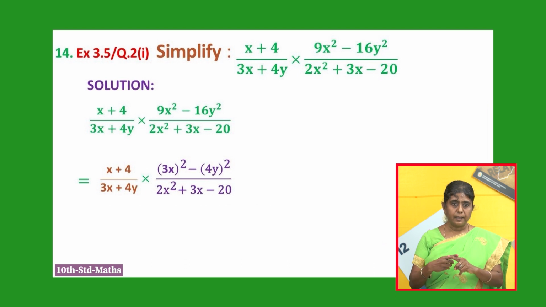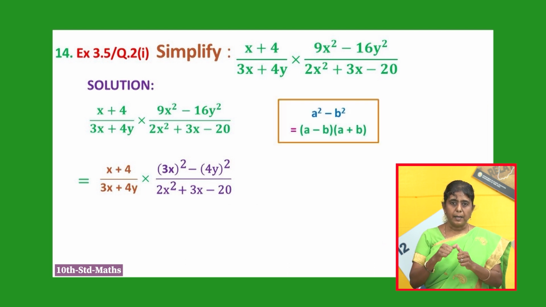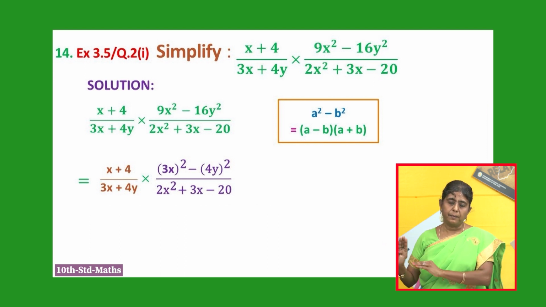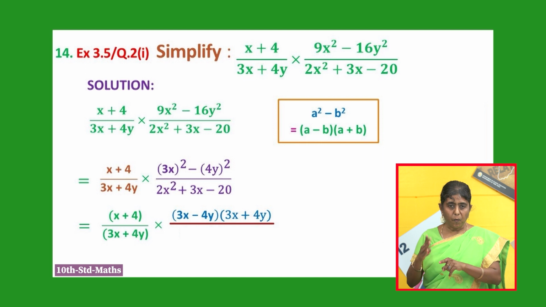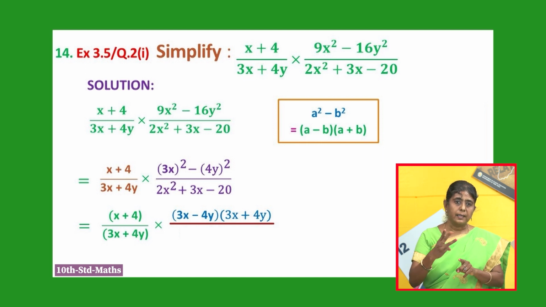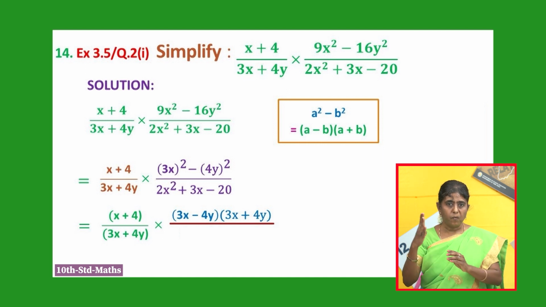Okay, now let's see what to do with that. 3x whole squared minus 4y whole squared, the formula a squared minus b squared. What's the formula? a minus b into a plus b. So that we should apply here. a is here 3x, b is here 4y. So we can write it as 3x minus 4y into 3x plus 4y.